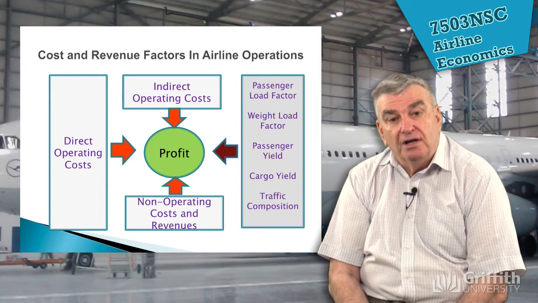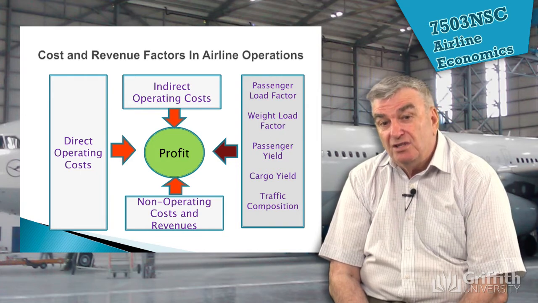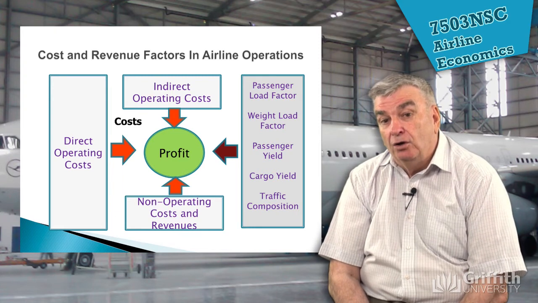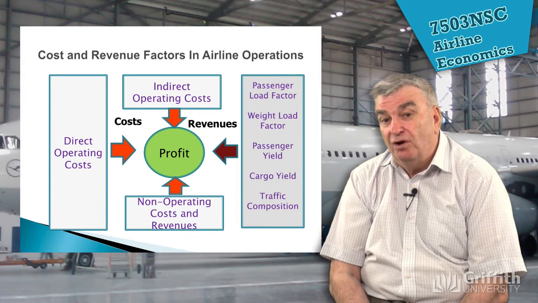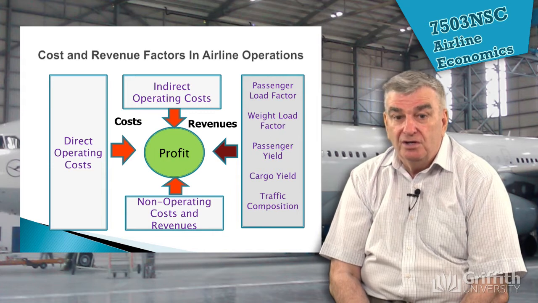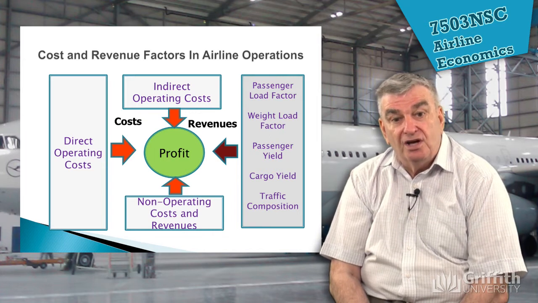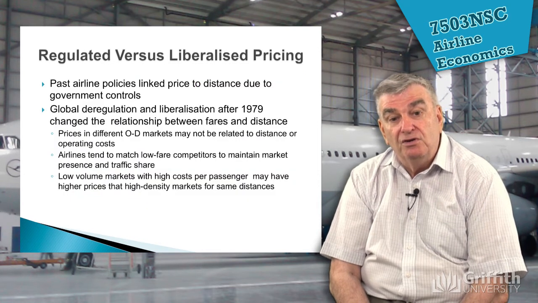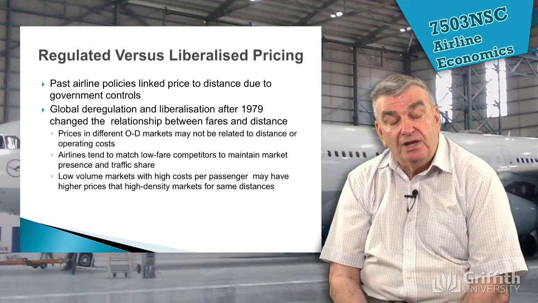Because we know that airlines not only carry passengers, they carry cargo on board. As we'll learn in a later lecture, they carry a lot more cargo on a normal passenger flight than most people really realise. And so that tells us what our costs are and what our revenues are. And we said the difference between costs and revenues is our profit.